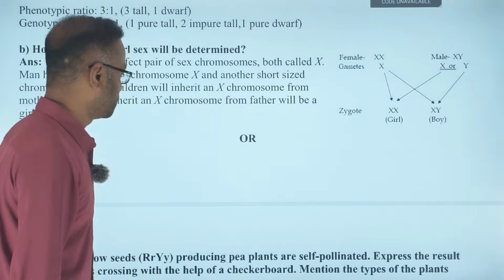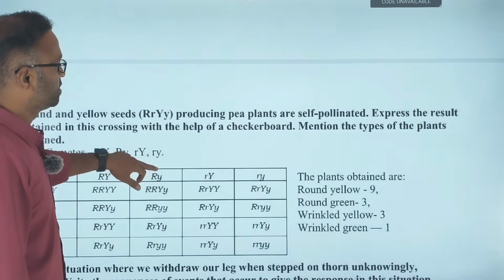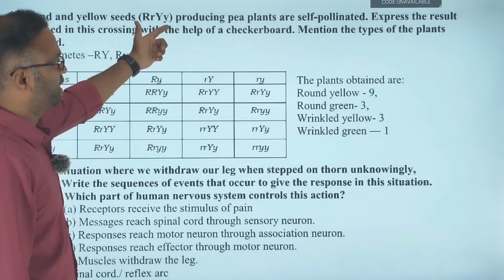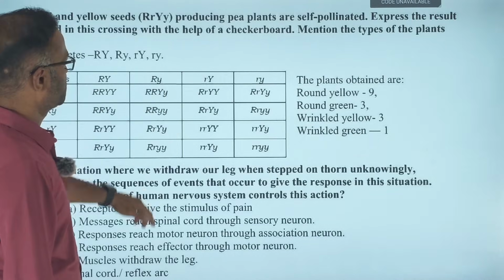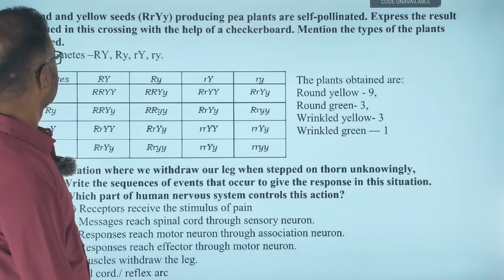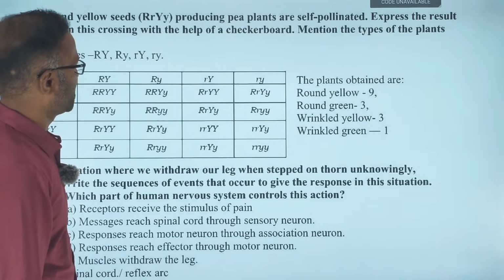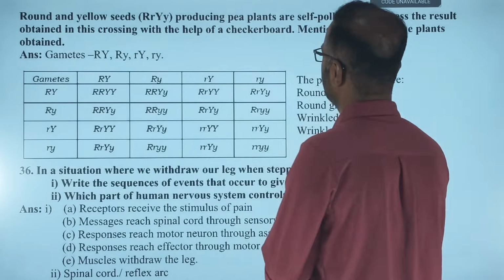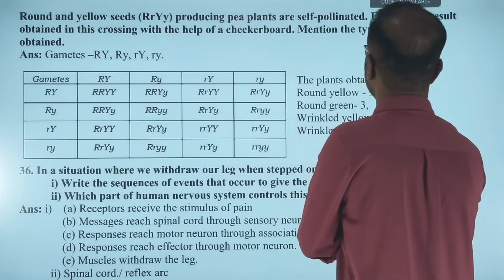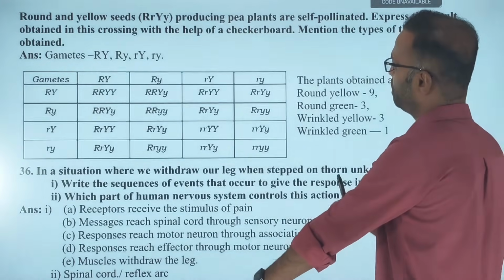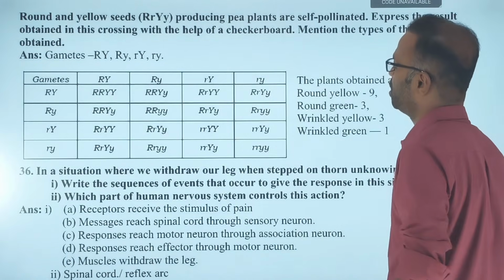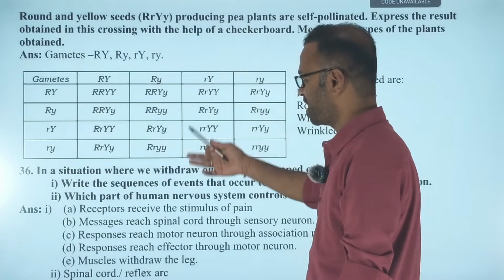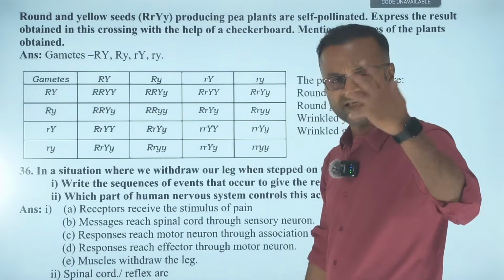Now our question is there: see the 2 pairs of contrasting character, round yellow versus wrinkled green. Round and yellow seeds producing pea plants are self-pollinated. Express the result obtained in the crossing with the help of the checkerboard. Mention the types of the plants obtained over here. They have not given the perfect question. Same as it is given in the textbook, you should do. Let them change the alleles.